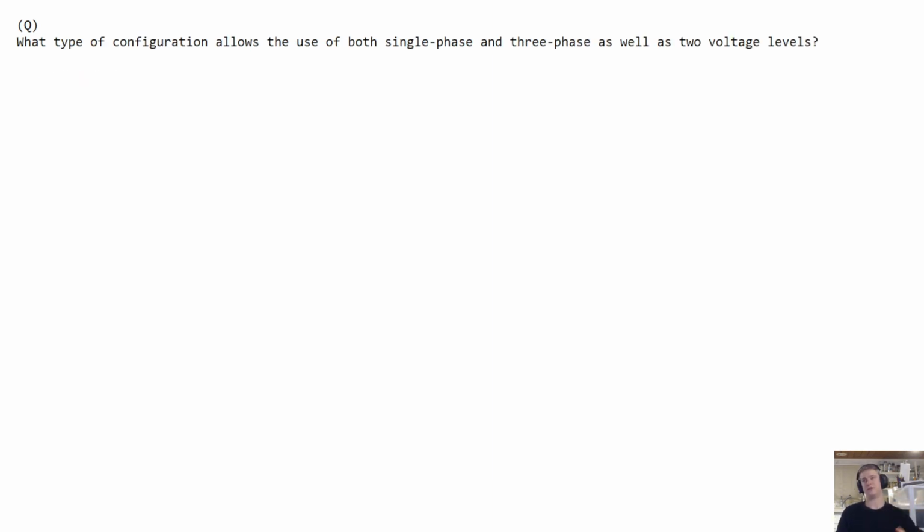Next, what type of configuration allows the use of both single phase and three phase as well as two voltage levels? And this would be known as a three-phase 4-wire configuration. Next, in a wiring system, the location where current is taken to supply the utilization of equipment is known as, and don't think about this one too much, this one is kind of ridiculous. This is known as an outlet.